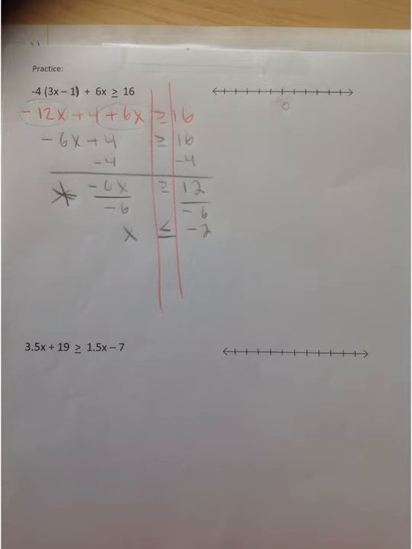We did this last practice problem in class. Remembering here, we're going to stop distributing right there. We have -12x plus 4 plus 6x is greater than or equal to 16. I suggest you combine these terms to get you to -6x and plus 4. Subtract 4. -6x is greater than or equal to 12. And again, dividing by that negative is going to flip that sign. And then we have 2 and -2. It is a closed circle on -2, going all the way to the right.